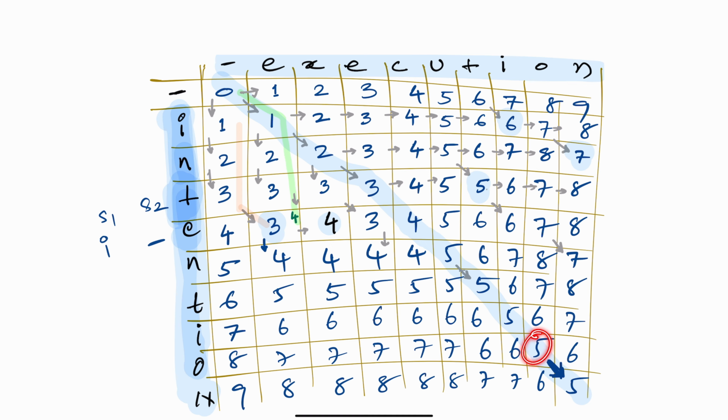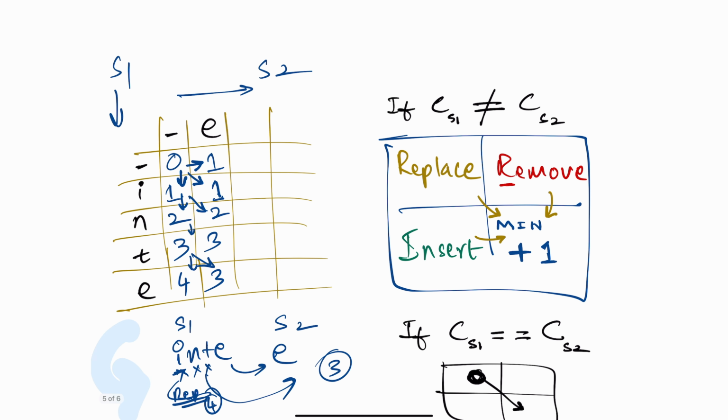Now this 5, I need to follow this path. Now after 5, I need to what? Delete N to convert to this portion. Now final is N. This N is matching with this N, so whatever the value is there, I will copy. So the final answer is, with this text, how many operations do we require? 5 operations. Let me write this one.